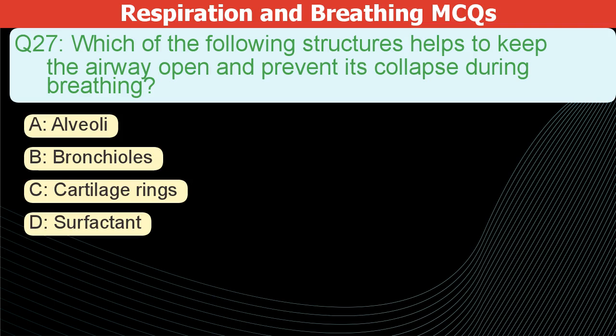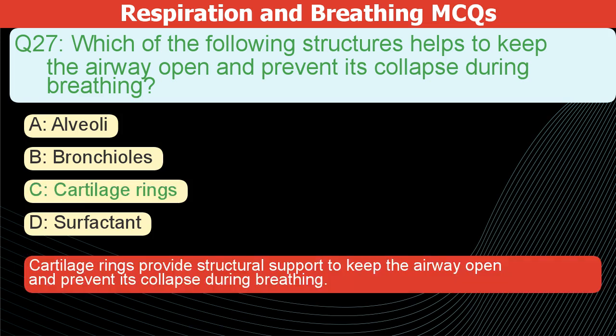Which of the following structures helps keep the airway open and prevent its collapse during breathing? A. Alveoli. B. Bronchioles. C. Cartilage rings. D. Surfactant. The correct answer is C. Cartilage rings provide structural support to keep the airway open and prevent its collapse during breathing.